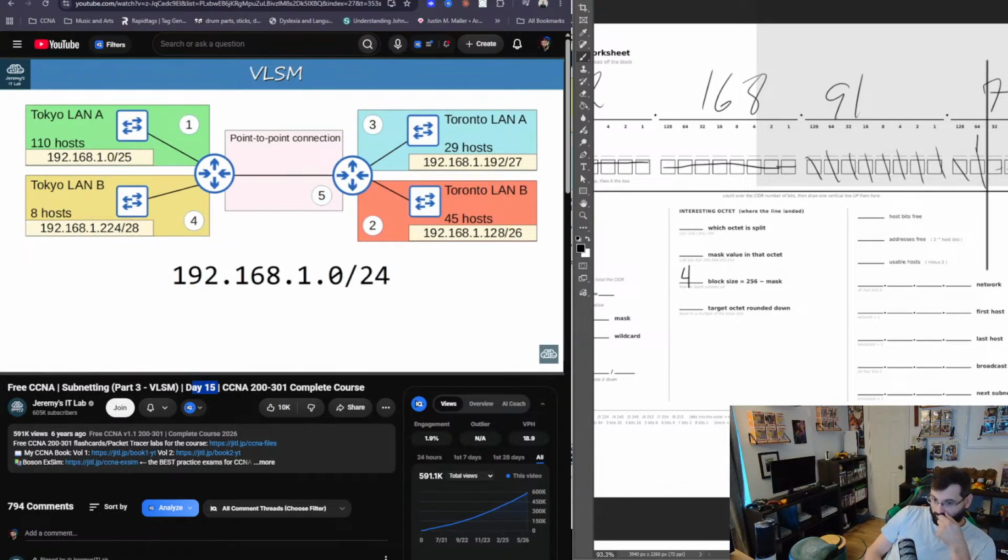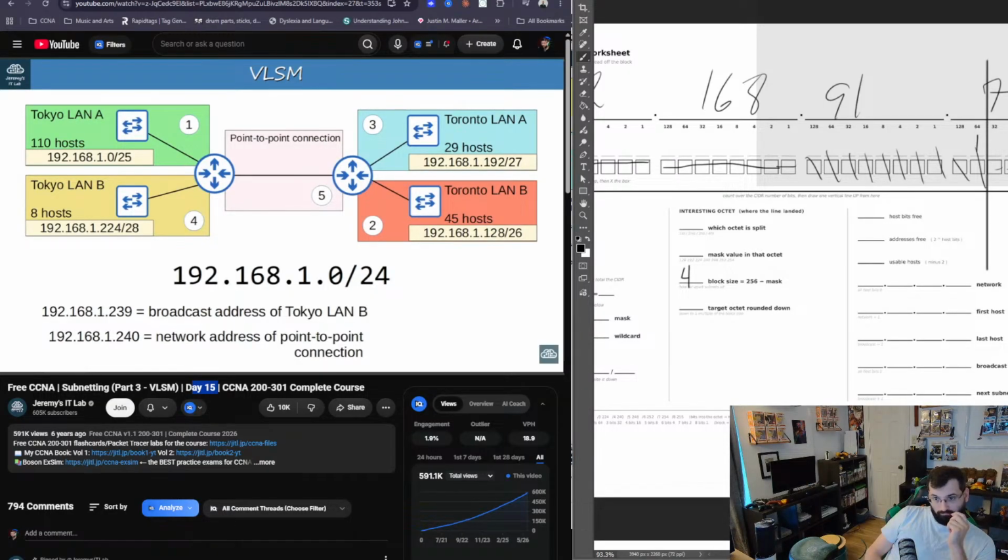So we've used address space all the way up to 192.168.1.239. There's not a lot of space left, but that's no problem. Point-to-point connections only require two addresses. 192.168.1.239 is the network address of Tokyo LAN B. Therefore, 192.168.1.240 is the network address of the point-to-point connection.